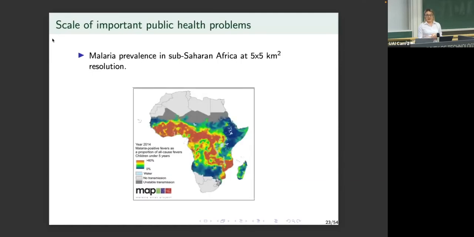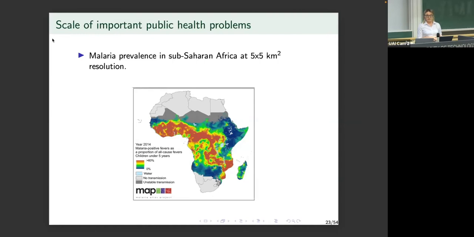And what is the long-term goal? What do we want to be able to do in reality? We want to be able to map diseases at scale. What is the scale? For example, we would like to be able to map diseases in sub-Saharan Africa at 5 by 5 square kilometer resolution. So you might think 5 kilometers is actually a very large distance. It's like between one village and another.